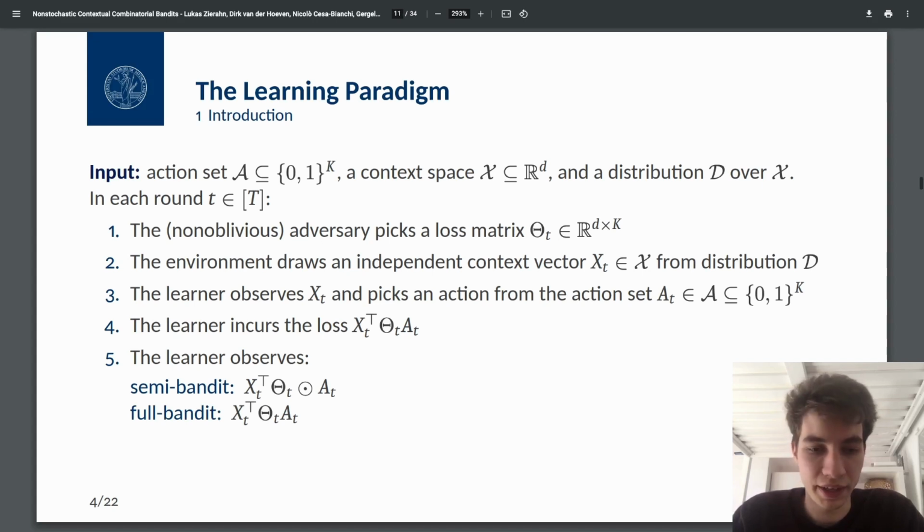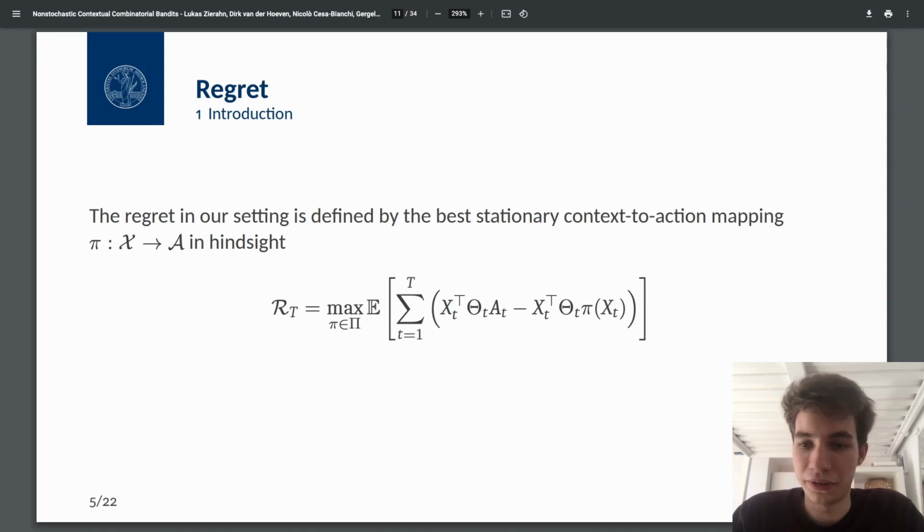Now, with this basic setup out of the way, we only have to define regret. And regret is going to be the best, we're going to compare ourselves to the best stationary context to action mapping. That's going to be pi of x_t. That's going to be our comparator, and otherwise this is the normal loss formulation.